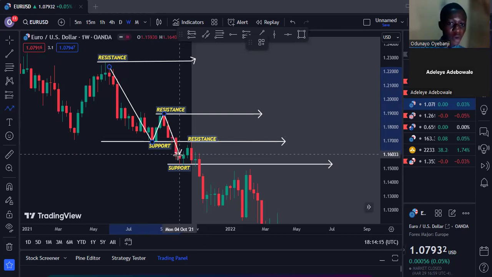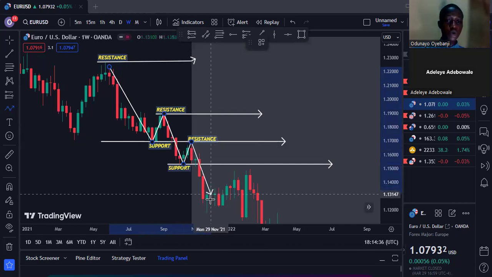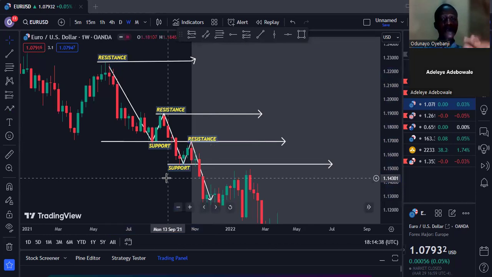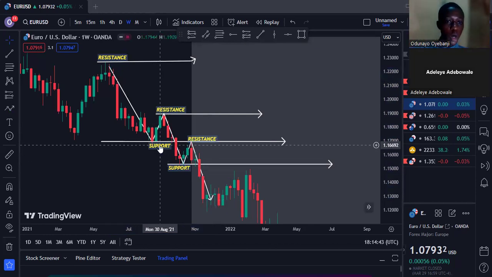So on breaking support, we form what? A new support, which is lower than the previous what? Support. Are you with me? Then we go back up and form what? A new resistance. And the resistance is lower than the previous what? Resistance. Then we continue in that way. So in a downtrending market, support turns what?